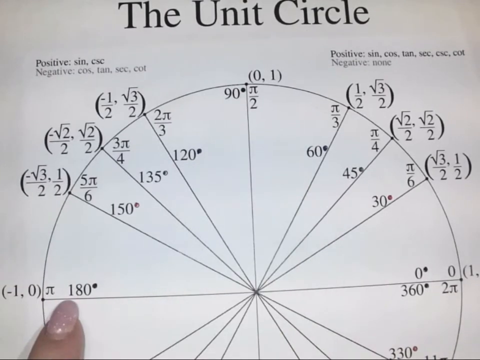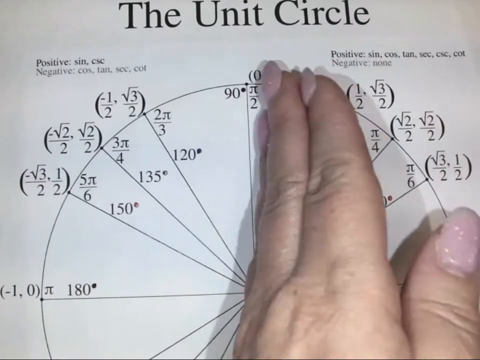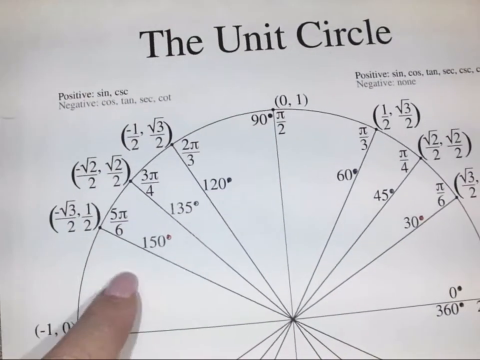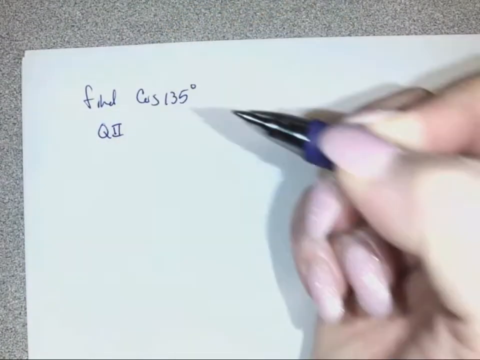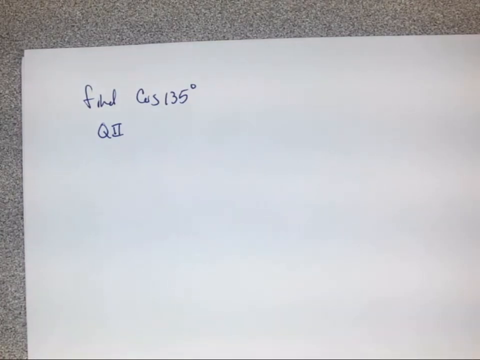135 degrees lands us in quadrant 2. We need to be able to know that. Remember, it's up to 180 for the top half. Halfway up would be 90, so we know it's between 90 and 180. That tells us we're in quadrant 2. So quadrant 2 helps us know our sign. And we know that in quadrant 2, cosine will be negative.